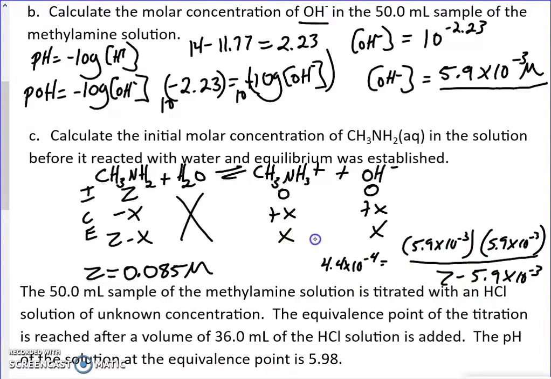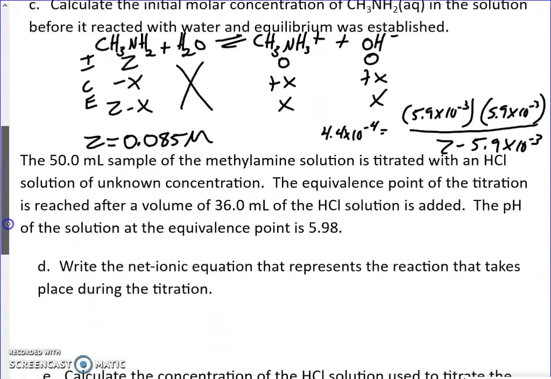So this is now over here, this guy's over here. And then add the 5.9 times 10 to the negative 3 on both sides. So again, we get 0.085. Make sure you can get that. Okay, so moving on, we get to the next part.